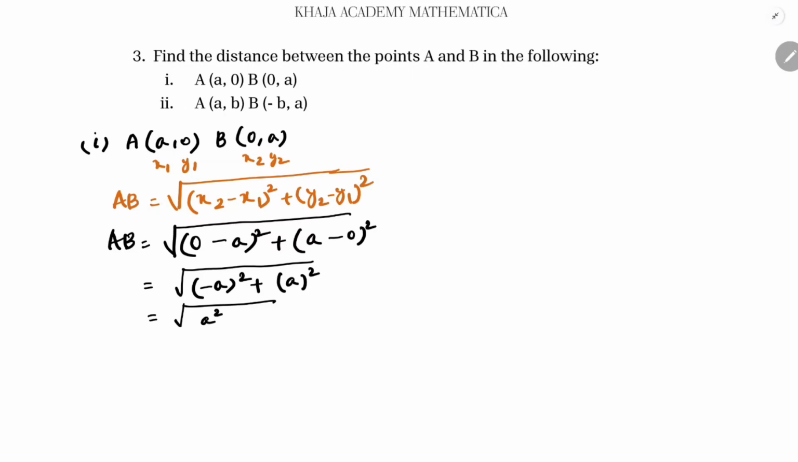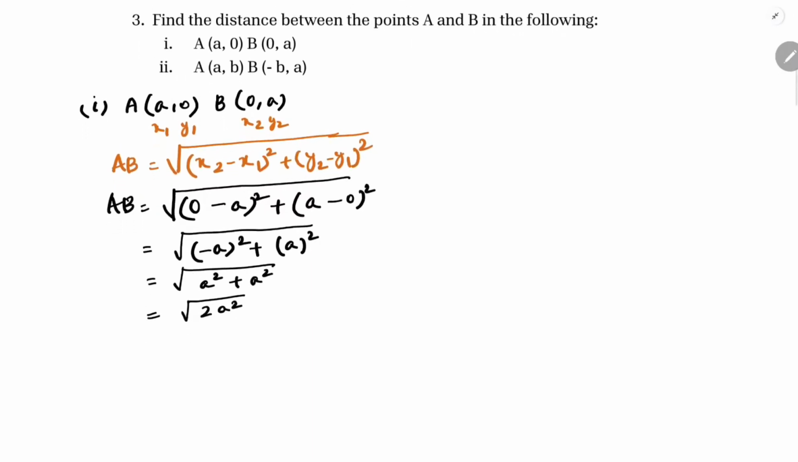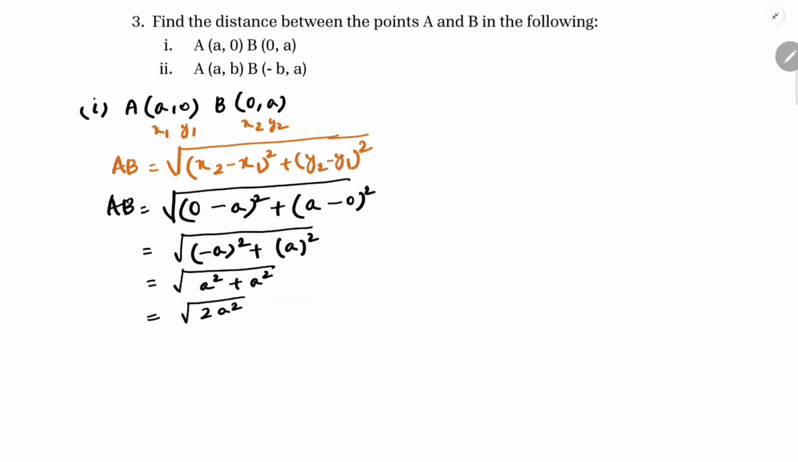So this will get A square plus A square, so 2A square. So under root 2A square, root 2 will be root 2, and root A square will be A. So the distance is root 2 A units. Now the second part.